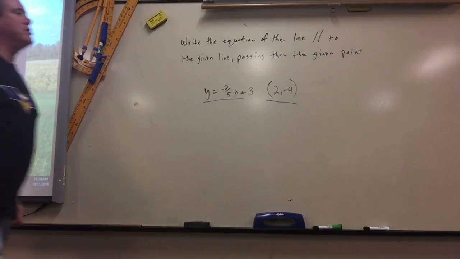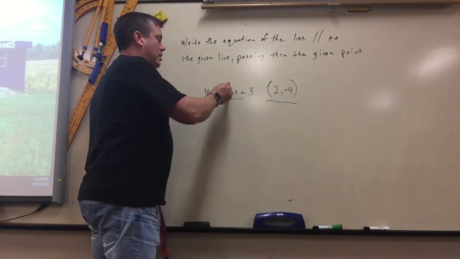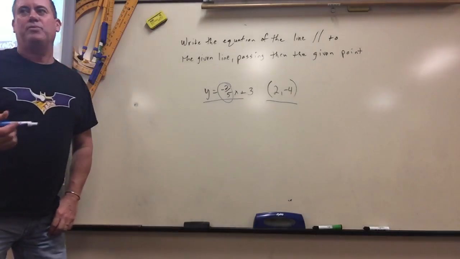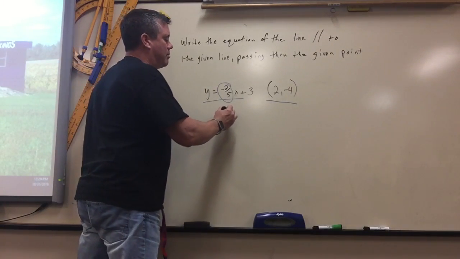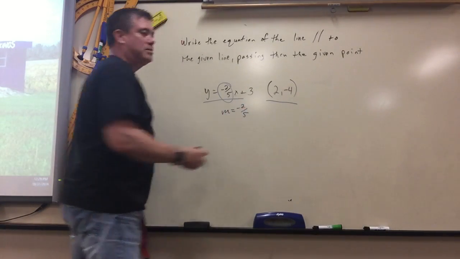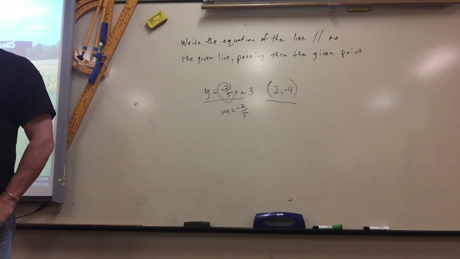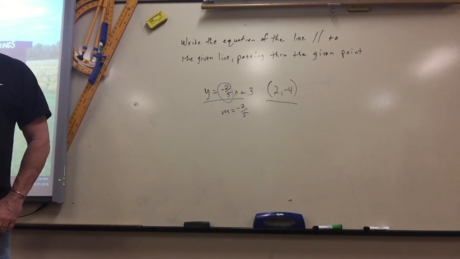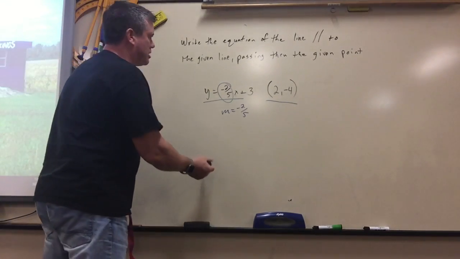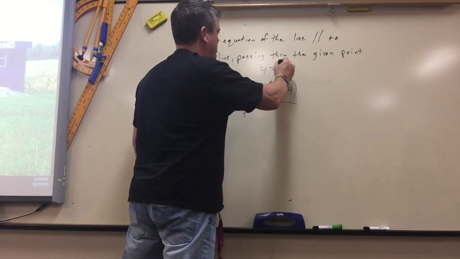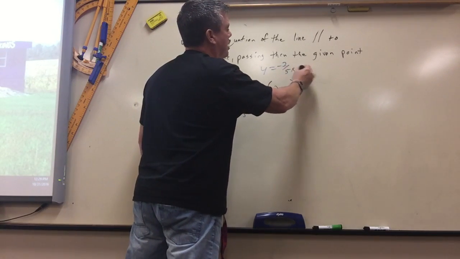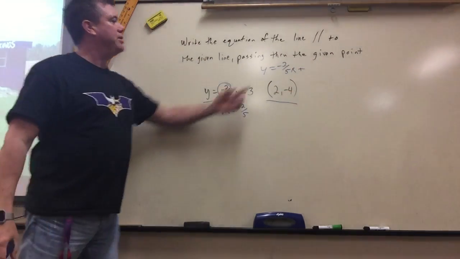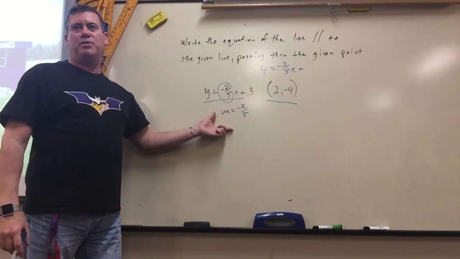since it's parallel to this line, they got the same slope. So we know that m is negative 2/5. So that's half of the equation right there. Even if you don't know how to find b, you can write this equation. It's going to be y equals negative 2/5 x plus or minus something. So you can get part of the answer just by doing that.